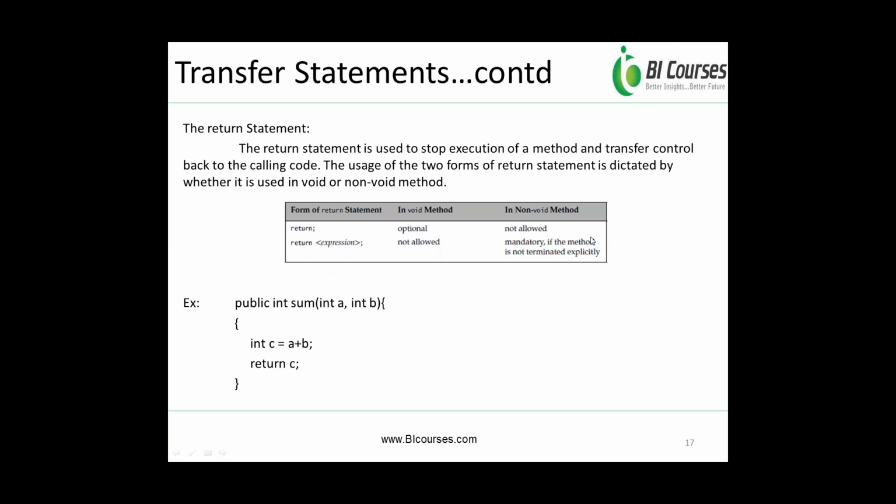Suppose you want to return a sum of two numbers, how does it work? Like public integer sum, integer a, integer b, so here the return type is integer, so this should return a value. If you don't return the value, the compiler will throw an error. So that's what return expression is here. In a non-void method, meaning the return type of sum is integer, which is a non-void method, this method should return the value, so that's why return expression is mandatory. We will see how it works.